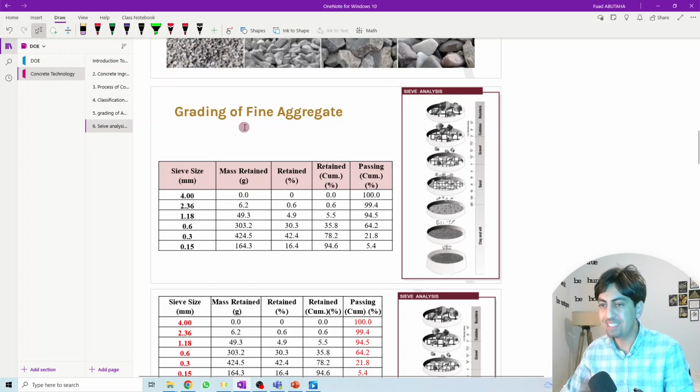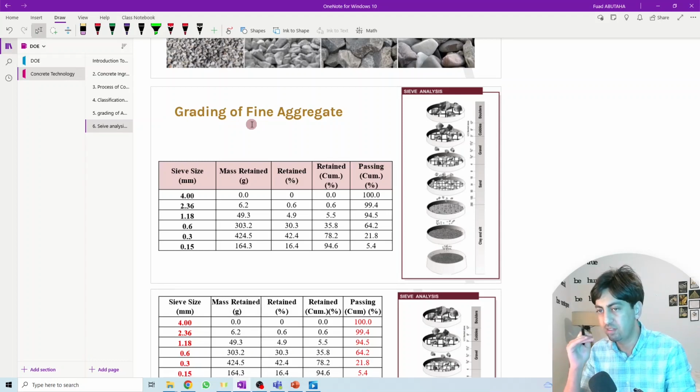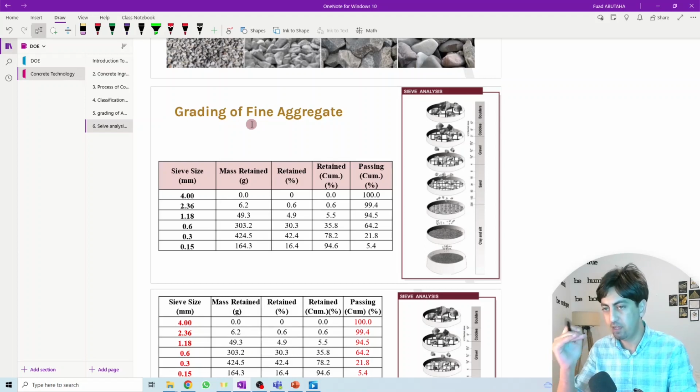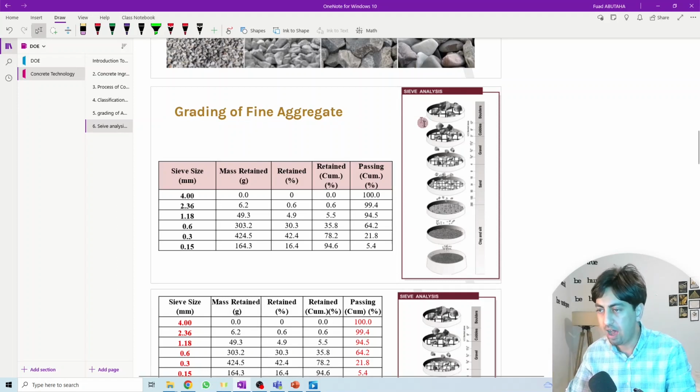Since we are using this for sand, and we know that the maximum size of the sand is 4.75, the highest sieve should not be larger than 4.75. So we have the 4 millimeter sieve size starting here, the highest sieve.